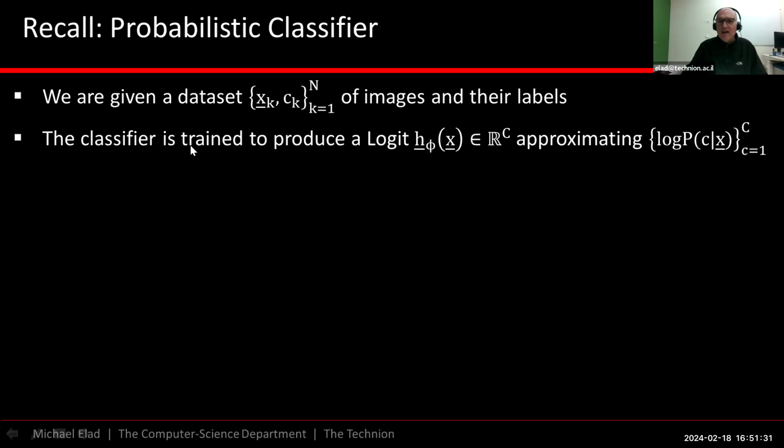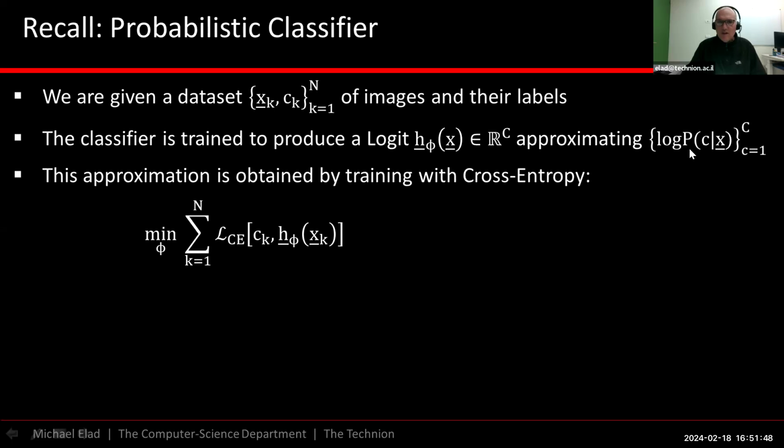I'm training a classifier. The classifier has capital C outputs, where C is 1,000 in our story. Those are the logits, and they are approximating the log of the probabilities, exactly what we wanted, including the log. This is how it works. How do you do it? Here is what you do.